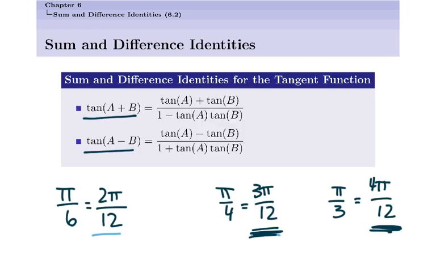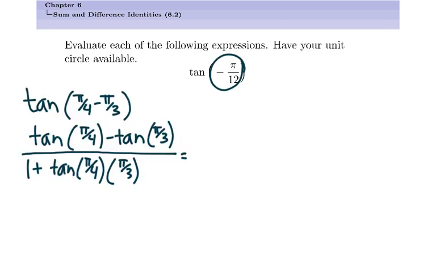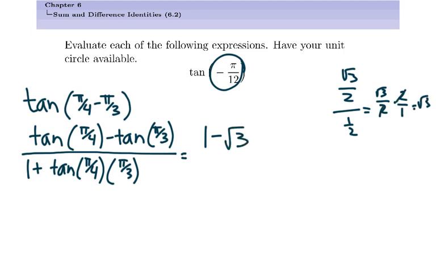Now, which equation can I use? I can use this bottom equation here. So I get tangent of the first minus tangent of the second over 1 plus tangent of the first, tangent of the second. So tangent of pi over 4 is root 2 over 2 divided by root 2 over 2, which is just 1. Tangent of pi over 3 is square root of 3 over 2 divided by 1/2. So it's going to be square root of 3 over 2 times the reciprocal. So it's just going to be square root of 3 over 1, or square root of 3. Over 1 plus tangent of pi over 4, we just discussed, is 1. And tangent of pi over 3 we just got was root 3.